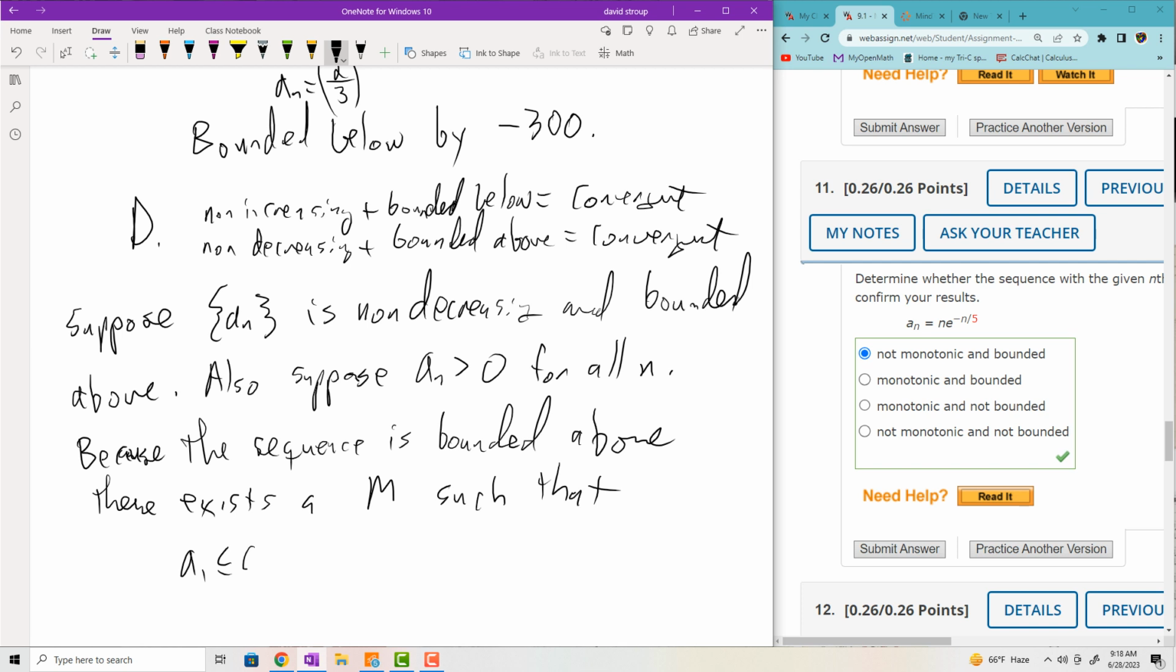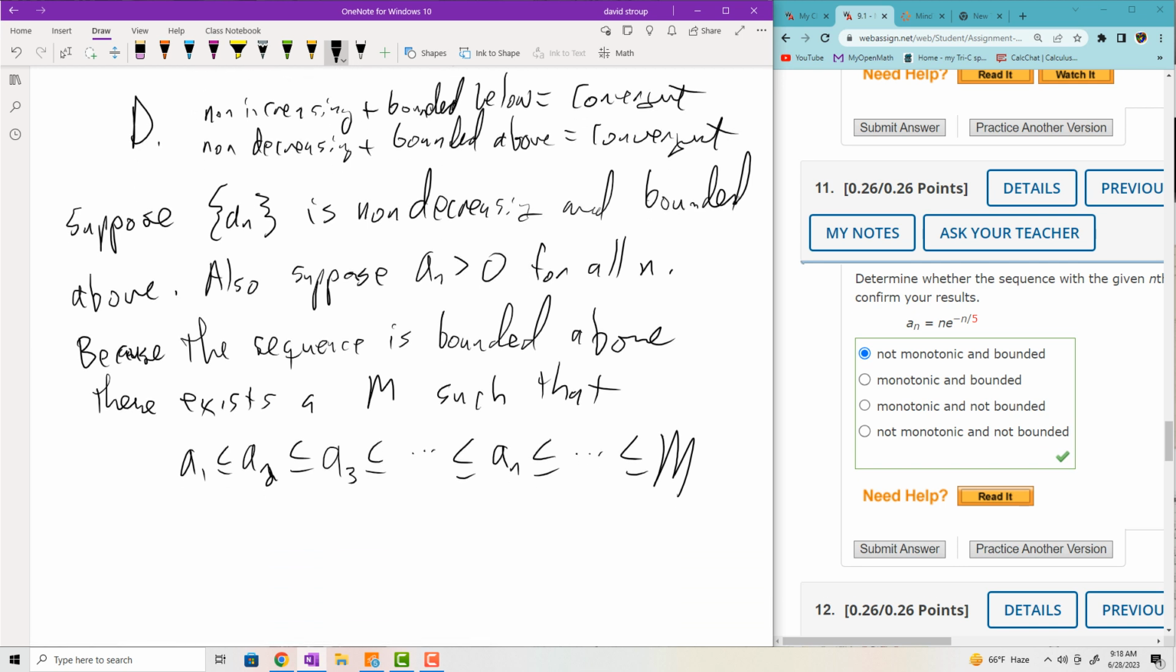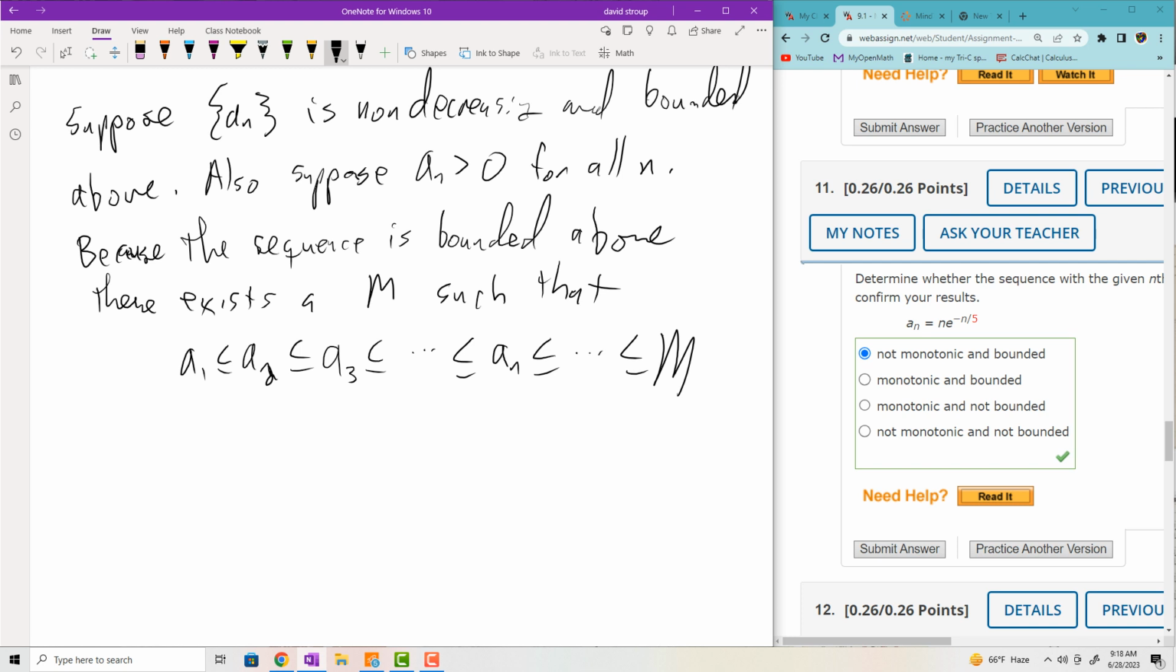a sub 1 is less than or equal to a sub 2, is less than or equal to a sub 3, is less than or equal to dot dot dot, less than or equal to a sub n, less than or equal to dot dot dot, which is less than or equal to big M. And that will be true for all n. Okay. Then from the completeness axiom, we're saying that this set of numbers is bounded above, so it must have a least upper bound.